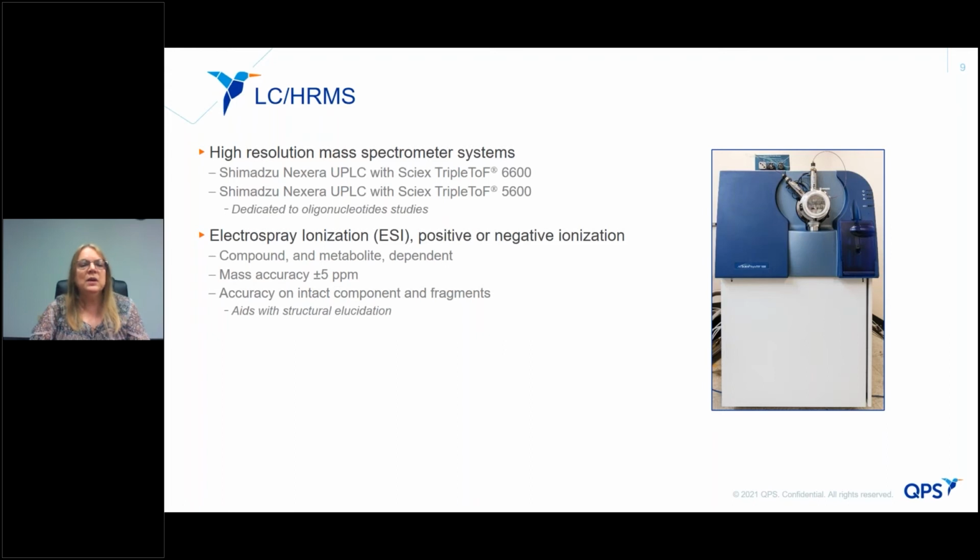The mass accuracy of these instruments is plus or minus 5 ppm, and the accuracy is not just on the intact component, but it's also on the fragments, which helps with our structural elucidation.